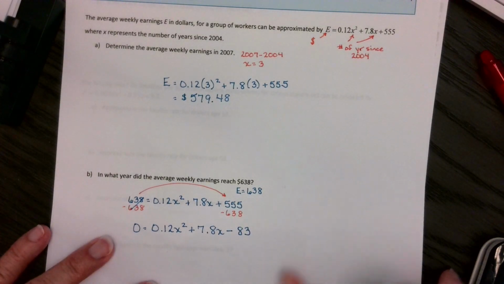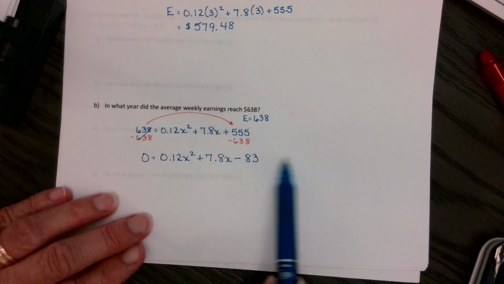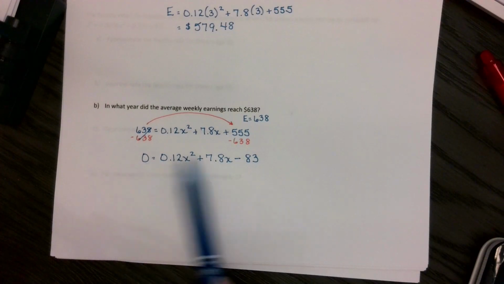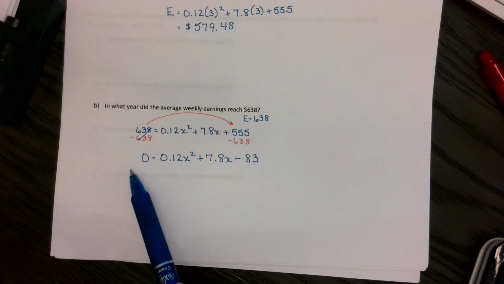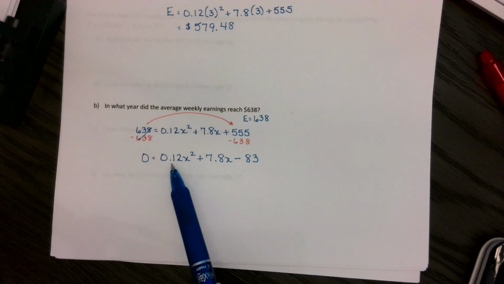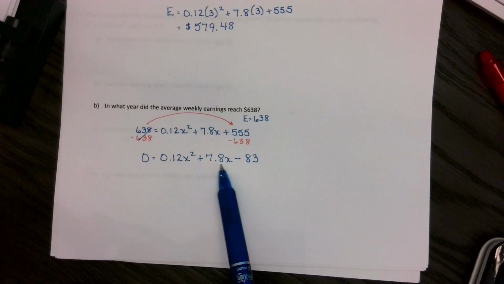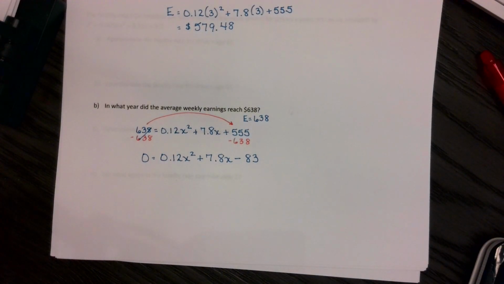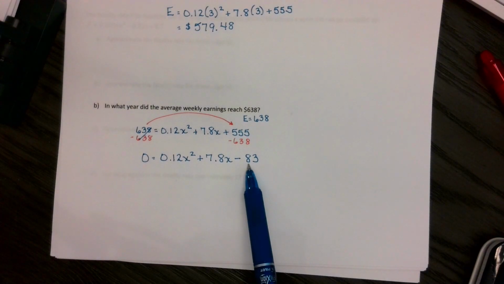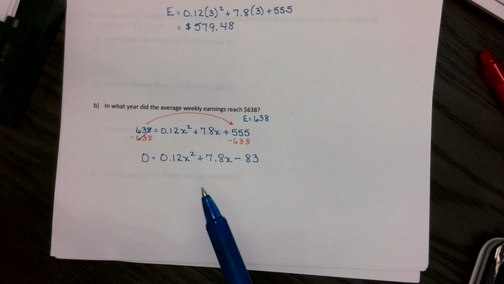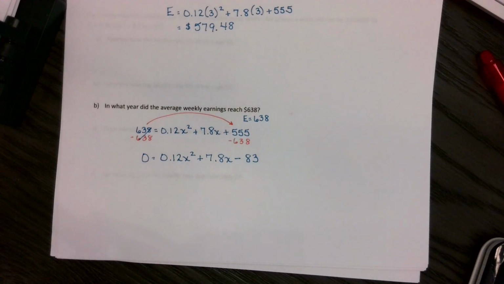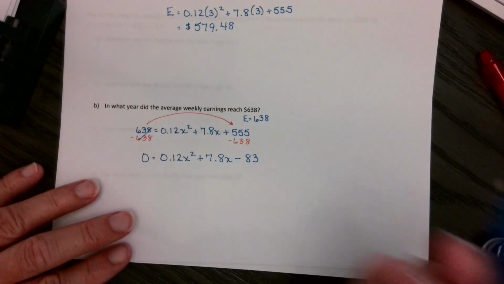Now, some will teach you to get rid of your decimals, and you can do that by multiplying both sides of everything you see, including the 0, which just gives us 0, by 100, because if I multiply by 100, this gives me 12. This is going to give me 780, and this one would give us 8,300. But we're still going to use the quadratic formula, so we've got the calculators. I'm not going to do that.